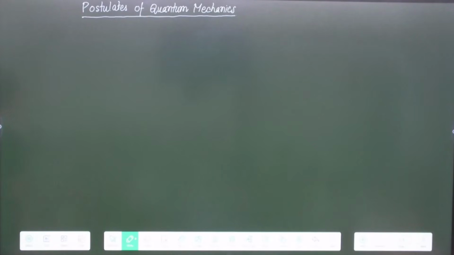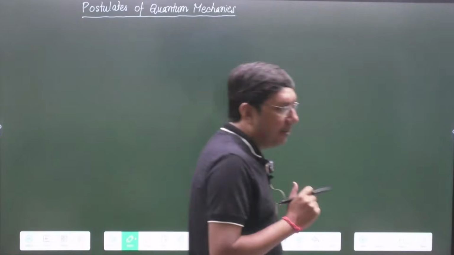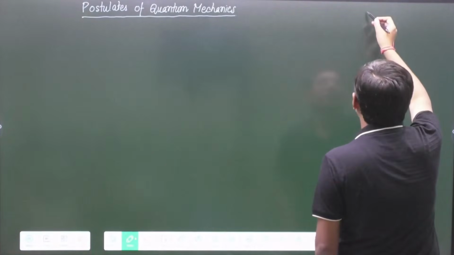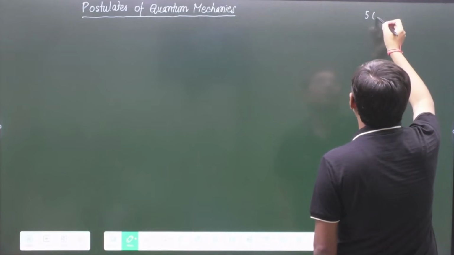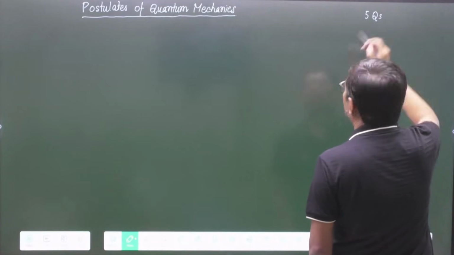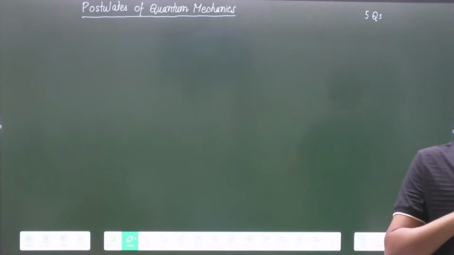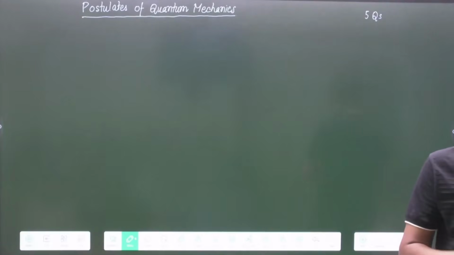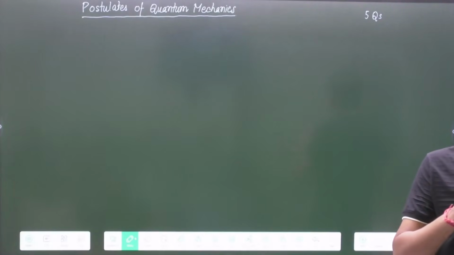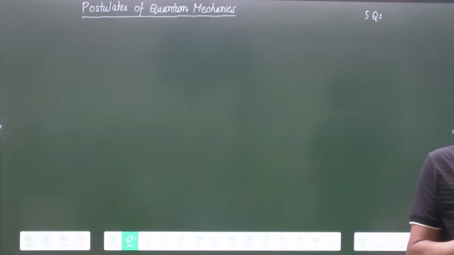So whenever you are studying any type of mechanics, either classical mechanics or quantum mechanics, statistical mechanics, roughly there will be 5 questions. You are going to answer these 5 questions, like how to represent the state of the system.